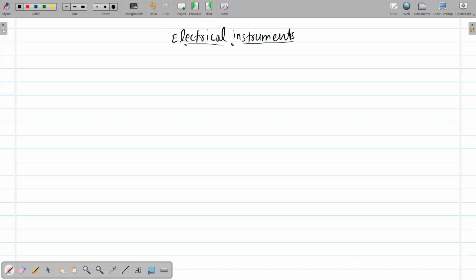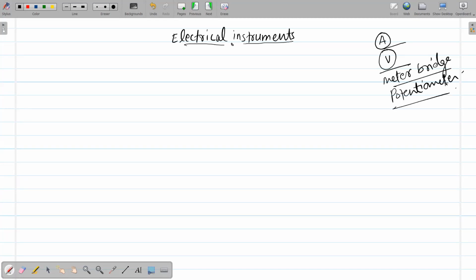This is very important. And what we are supposed to study in this? We are supposed to study ammeter, voltmeter, meter bridge, potentiometer, right? These four electrical instruments are remaining, right? So let's start.